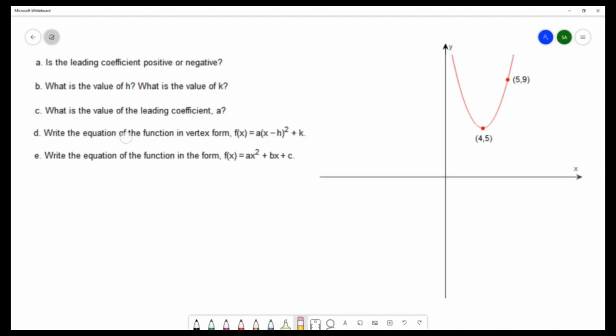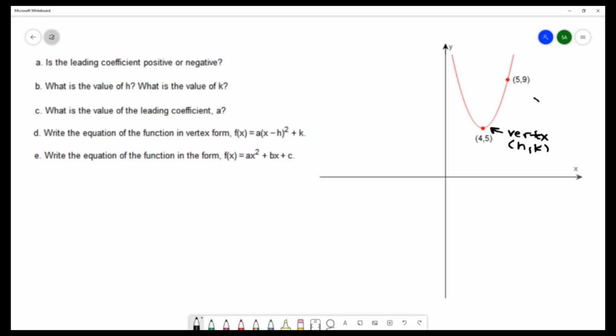Then we want to write the equation of the function in vertex form, which is given here, and write the equation of the function in general form, which is given here. And what we want to take notice of is that a couple points have been marked for us. This point here is the ordered pair (4, 5), and it's marked right here. This is a special point on the graph. This is the vertex.